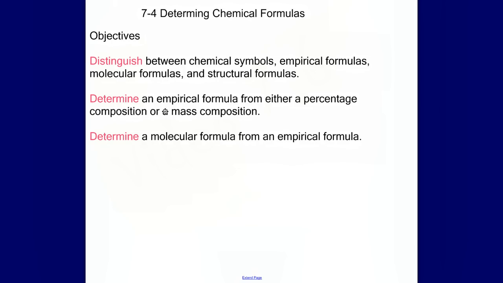We can only determine an empirical formula from a percent composition or mass composition. So you need to know how to get percent composition or mass composition, which we should have looked at already in video 7.5. And our last objective is to take a molecular formula from an empirical formula.